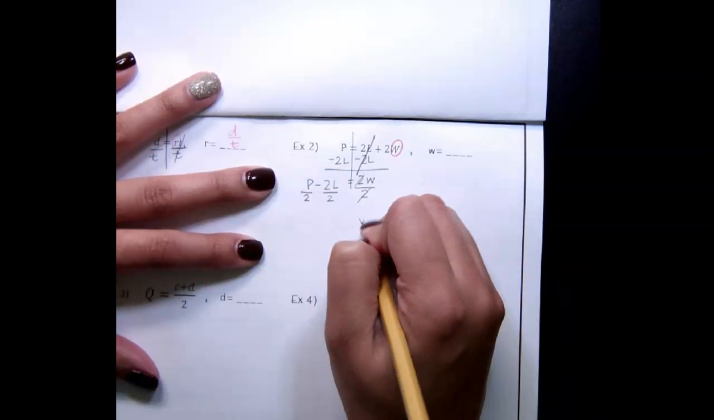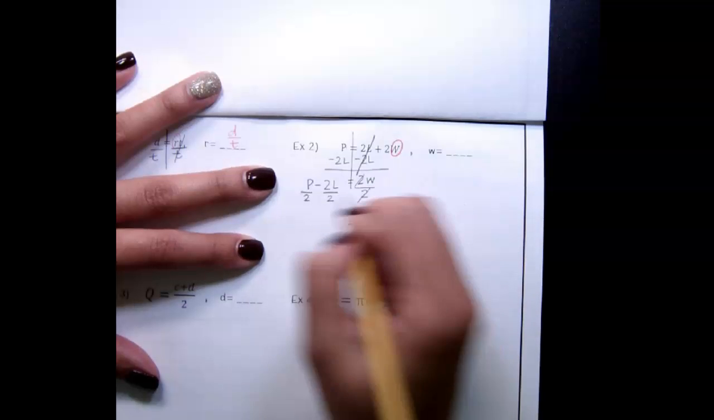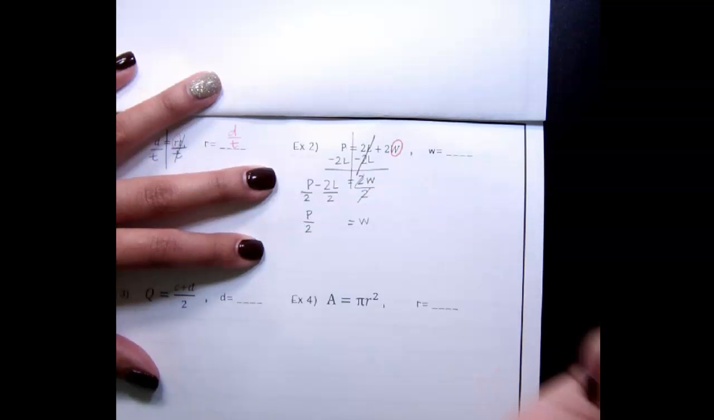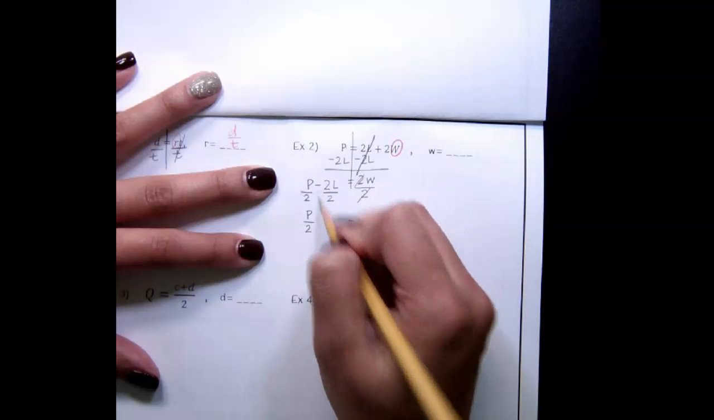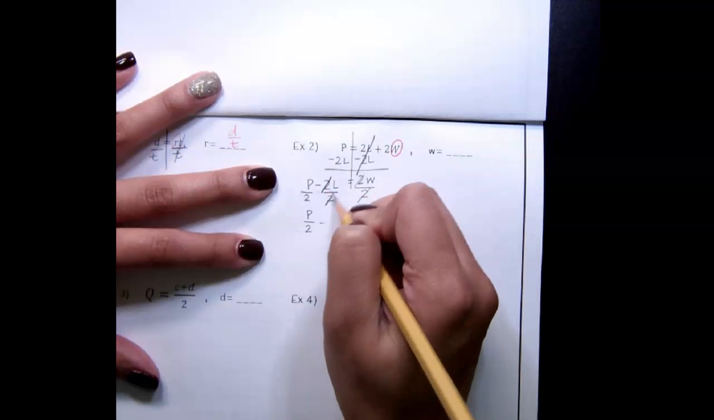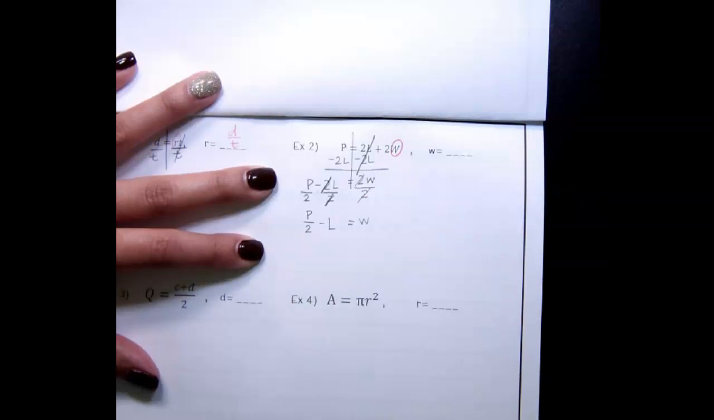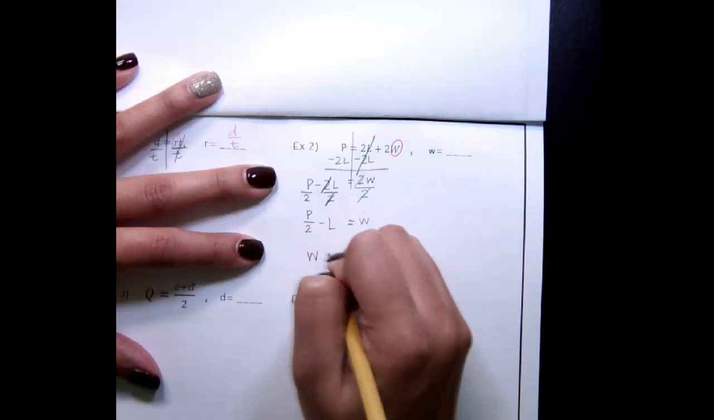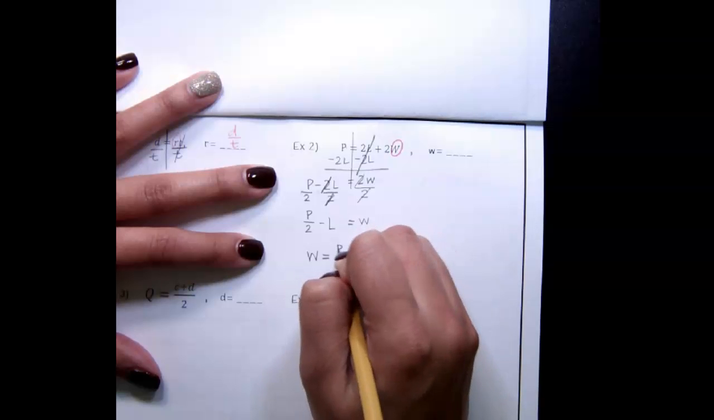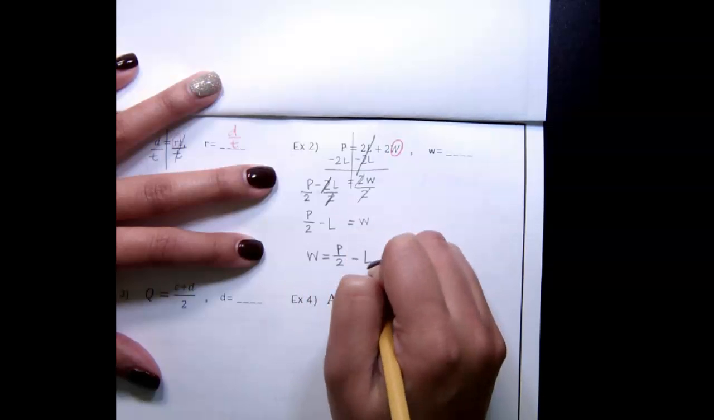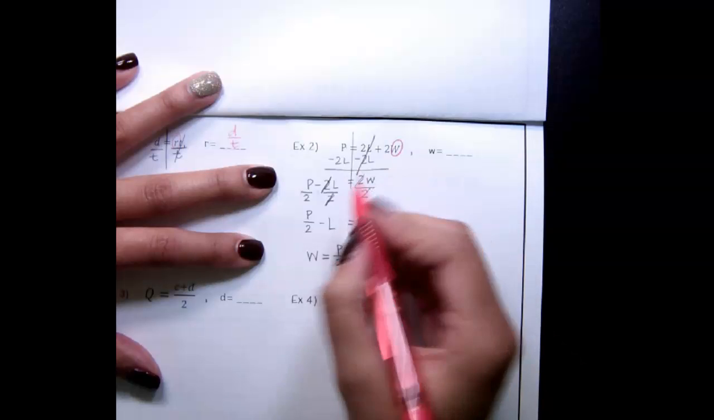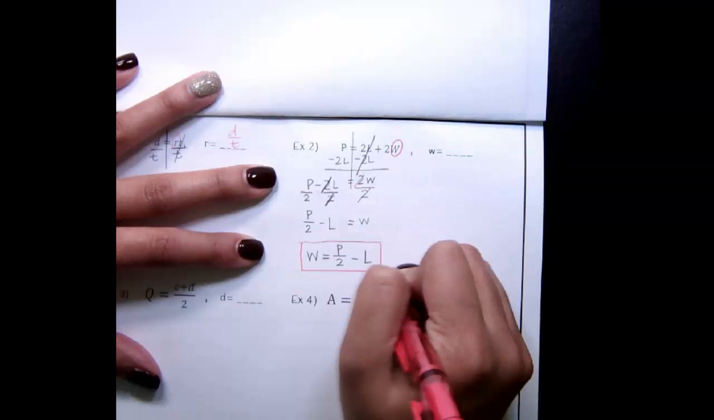So now I have W by itself. P divided by 2, can't actually divide that because they're not like terms. Bring down the minus sign. This 2 cancels this 2 out because 2 divided by 2 is 1. So all I have left, that doesn't really fit up here. We can rewrite it. Most of the time you're going to see the variable first. So W equals P over 2 minus L. And that's your answer.